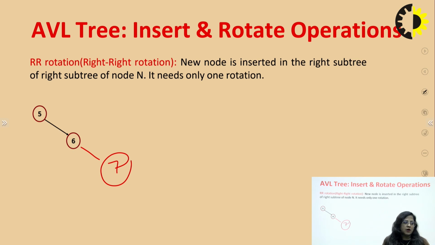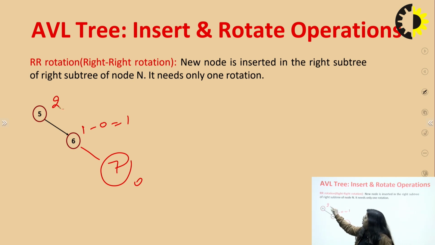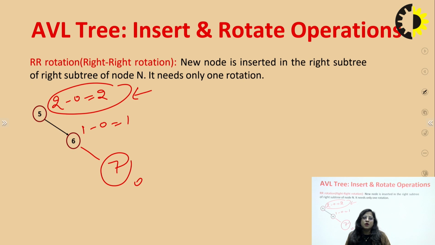Now check the balance factor of each node here. 7 is your leaf node, so its balance factor is 0. Now check node 6: height of right subtree is 1 and height of left subtree is 0, so it equals 1. Now comes 5: height of right subtree is 2 minus 0, which equals 2. So the balance factor value is 2. If your balance factor is 2 or minus 2, it means your AVL tree is not balanced.